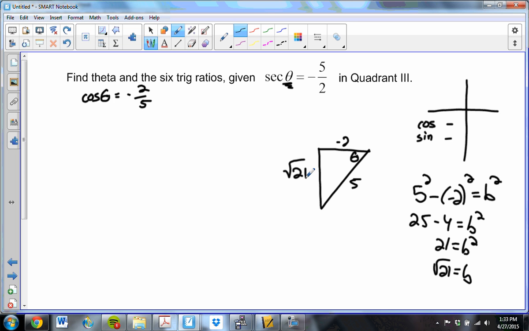5 squared minus negative 2 squared is our b squared. So 25 minus 4 is b squared. So 21 is b squared, so the square root of 21 is b, and that's what we're going to call this length over here. Square root 21. From there, I can get sine, cosine, tangent pretty quick. I've already got cosine. Sine is opposite over hypotenuse, so root 21 over 5.